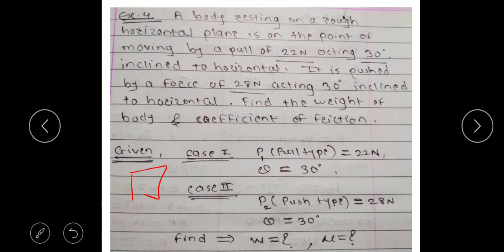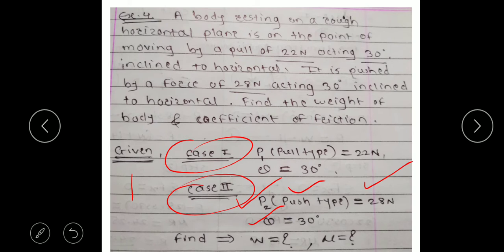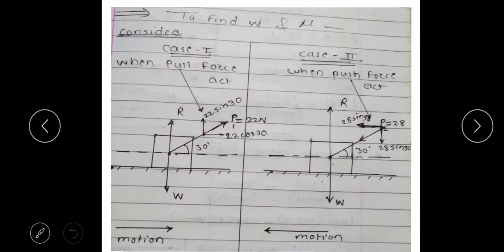Now in case 2, the P2 force, or the P force, is push type, having the value 28 Newton, and it makes a 30-degree angle with the horizontal. So these are the two cases we have, and we need to find out W and mu. Now comes the solution. First of all we will see the diagram. So to find W and mu, consider case 1 and case 2.